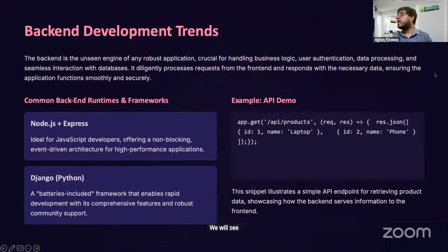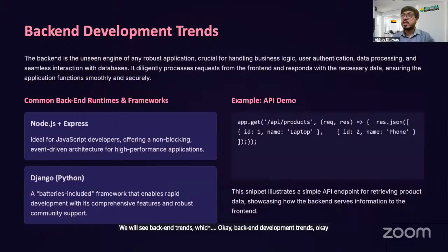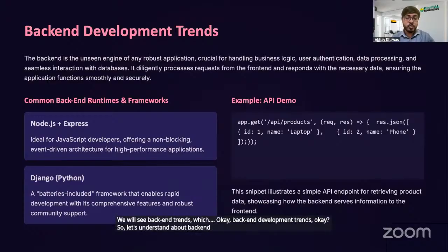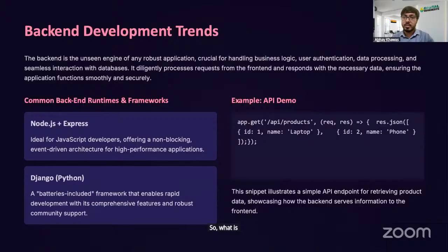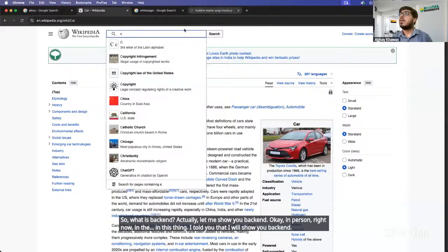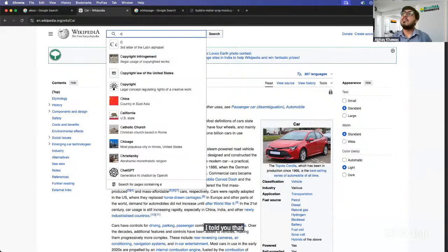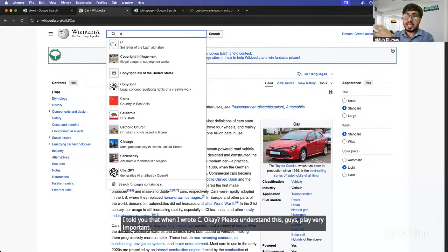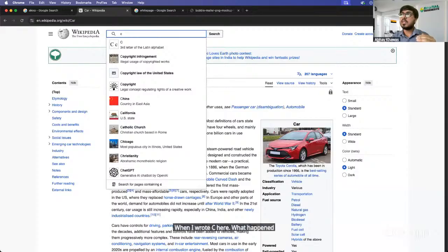We will see backend development trends. Let's understand backend first. So what is backend? Actually, let me show you backend in person right now. I told you that I will show you backend. I told you that when I wrote C, please understand this, guys, very important, when I wrote C here, I got this information. I told you that this information was coming from the backend, from a backend API.